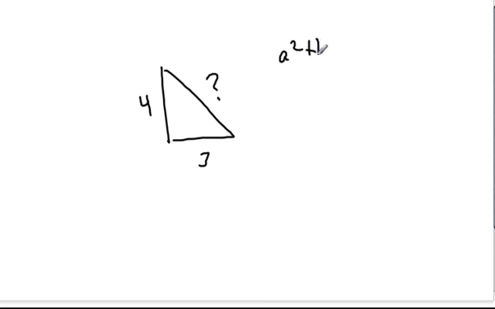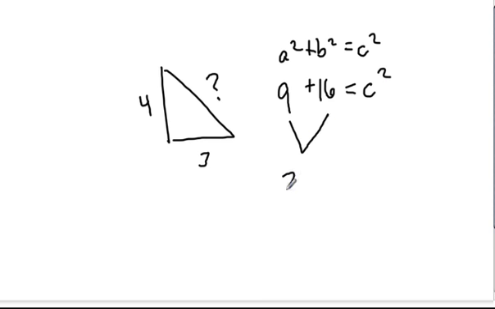A squared plus b squared equals c squared. A is 3, so a squared is 9, b is 4, so b squared is 4 times 4 is 16. This equals c squared. 9 plus 16 is 25. So 25 is c squared, and in fact, many multiple choice questions will offer this answer right here, 25. Students rush and often pick it.